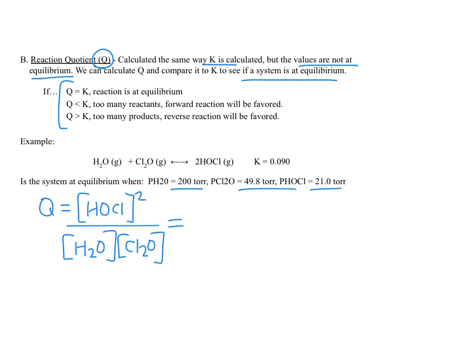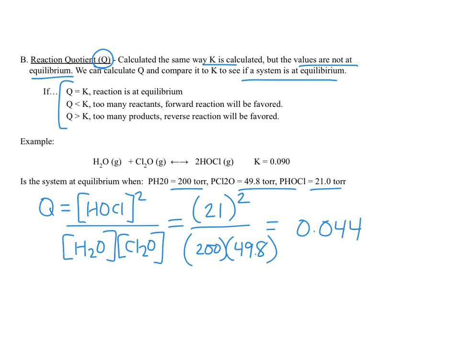So HOCl has a pressure of 21 torr. That's squared. H2O has a pressure of 200, and then Cl2O has a pressure of 49.8. That's going to give me a value of 0.044. What I want to do here is compare this number to my K value, and see which one is bigger. So in this particular case, Q is less than K.